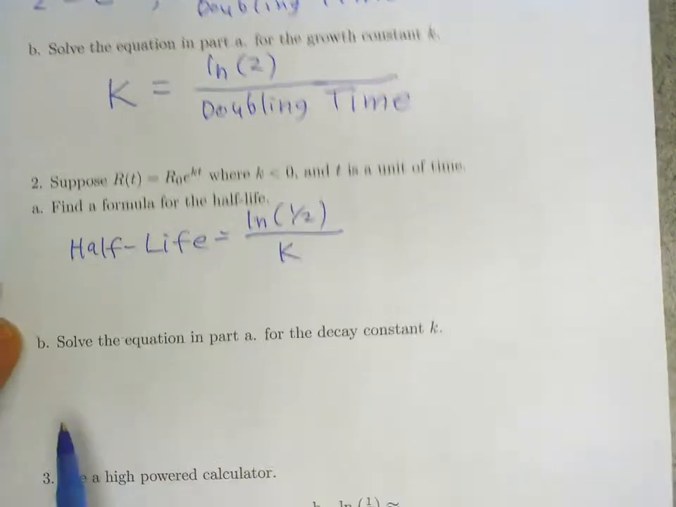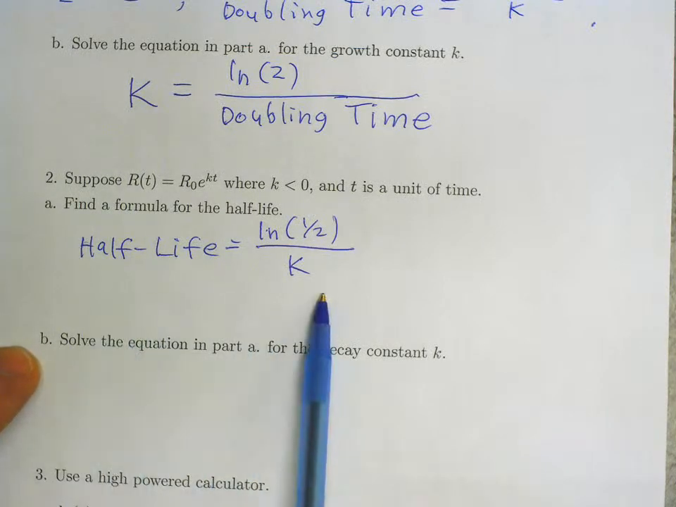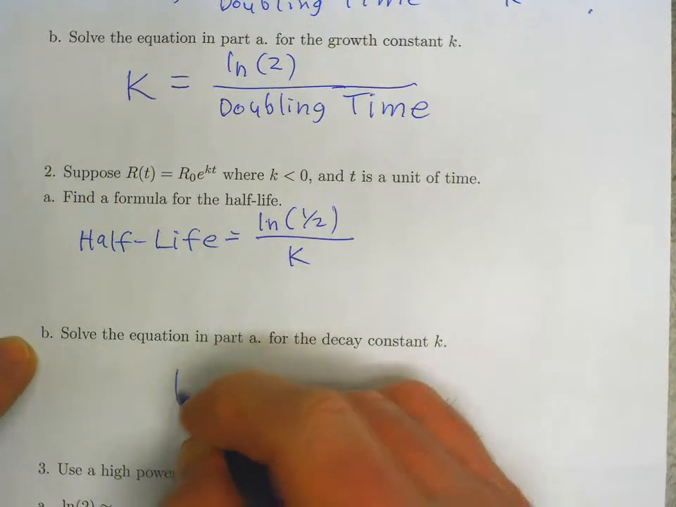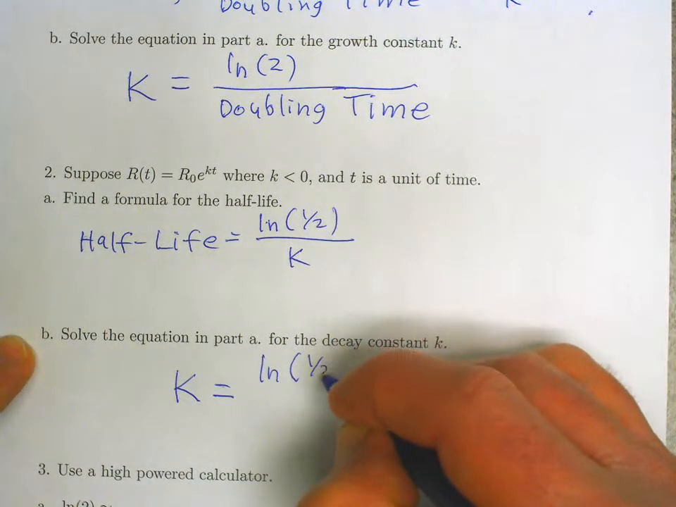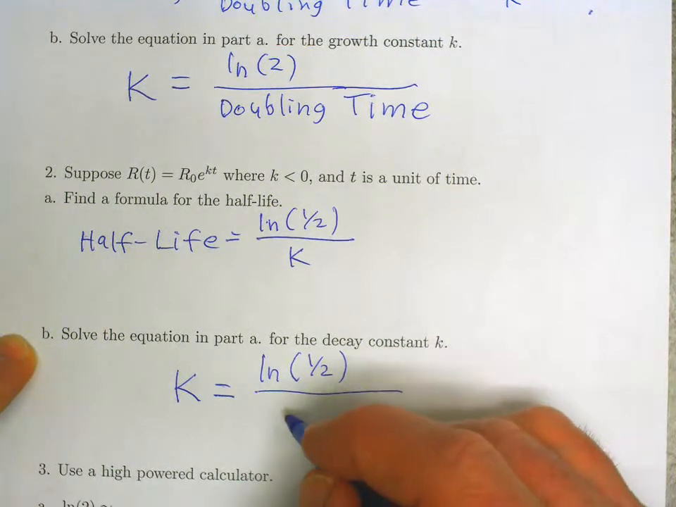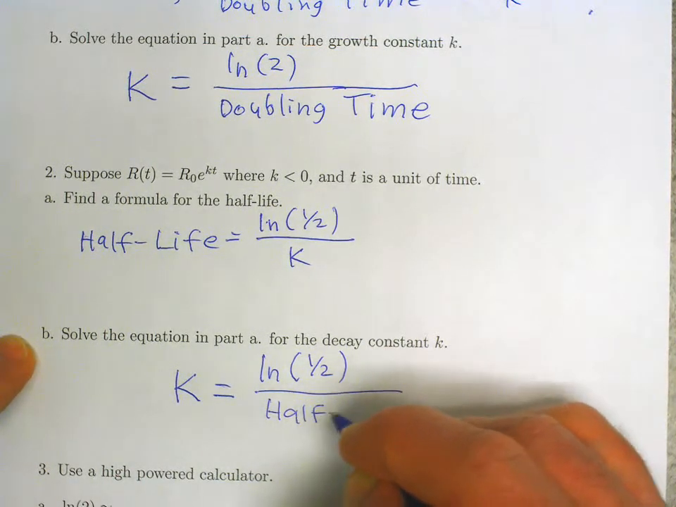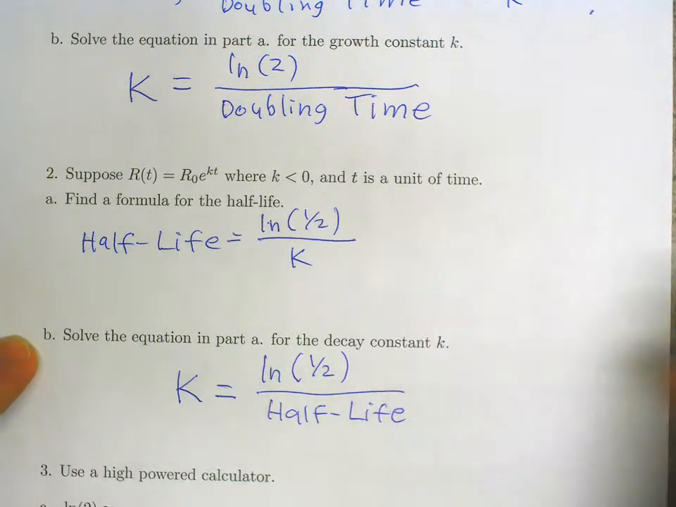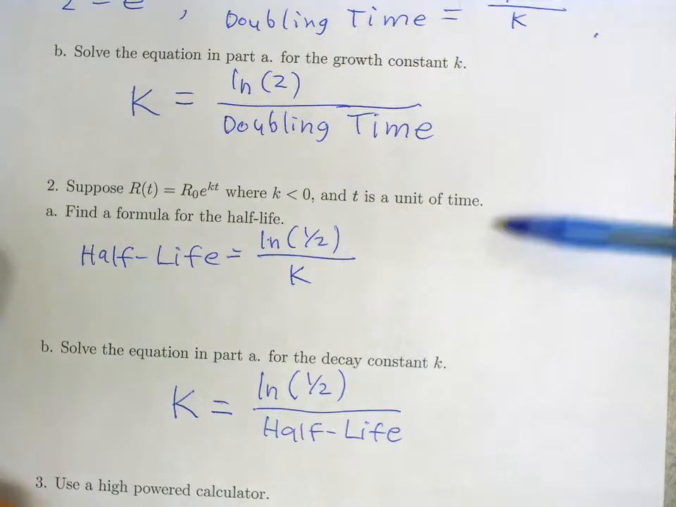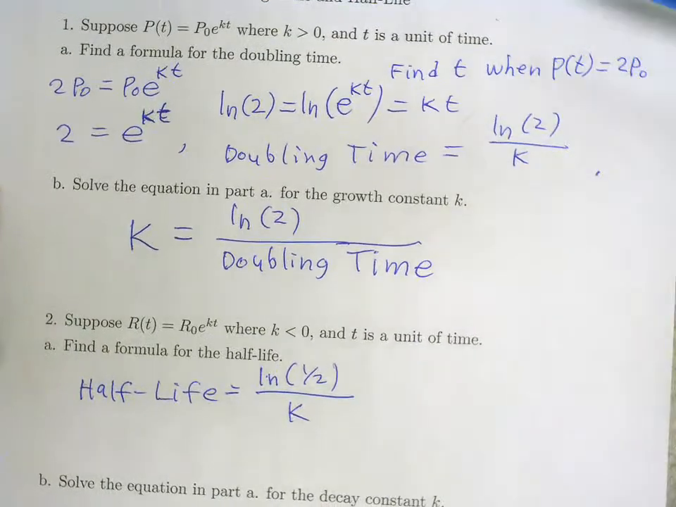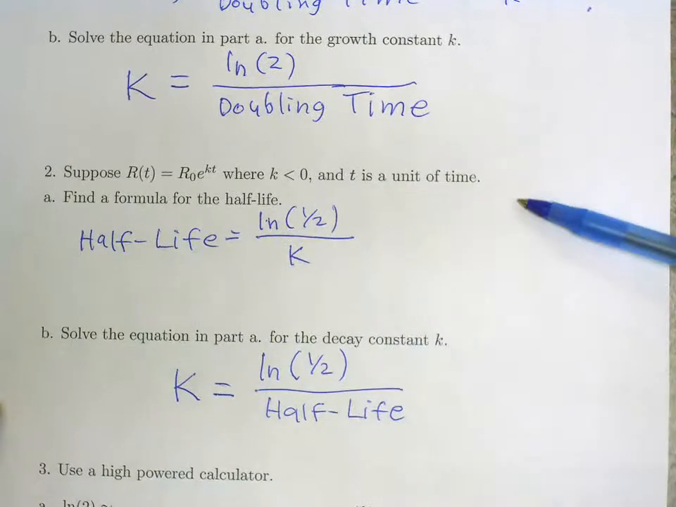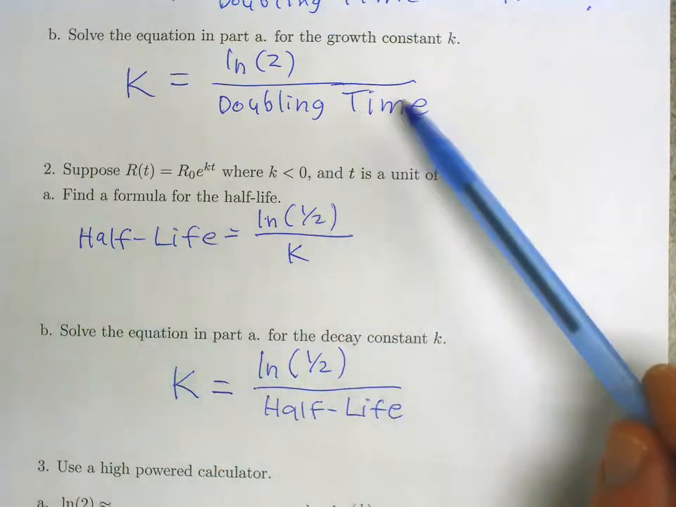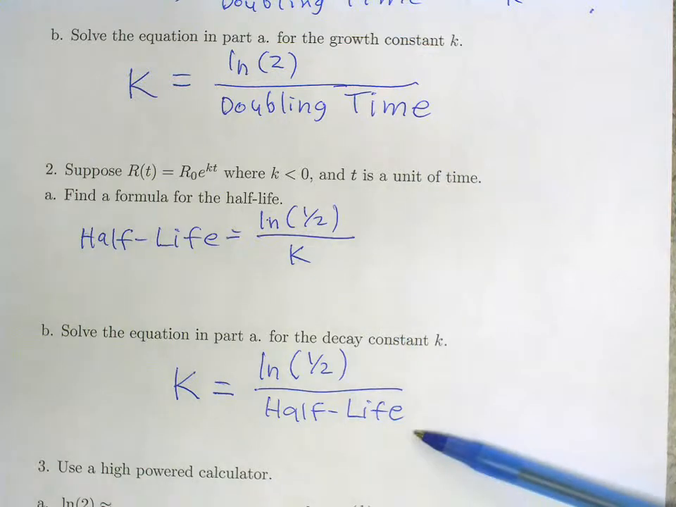And then in part B, if you solve this equation for the decay constant, it's equal to the natural log of 1/2 divided by the half-life. So even though I didn't go through the steps, if you want to on your own, you can follow what we did in number 1, parts A and B, and just apply them to this function using half-life instead of doubling time. You'll get the same results.